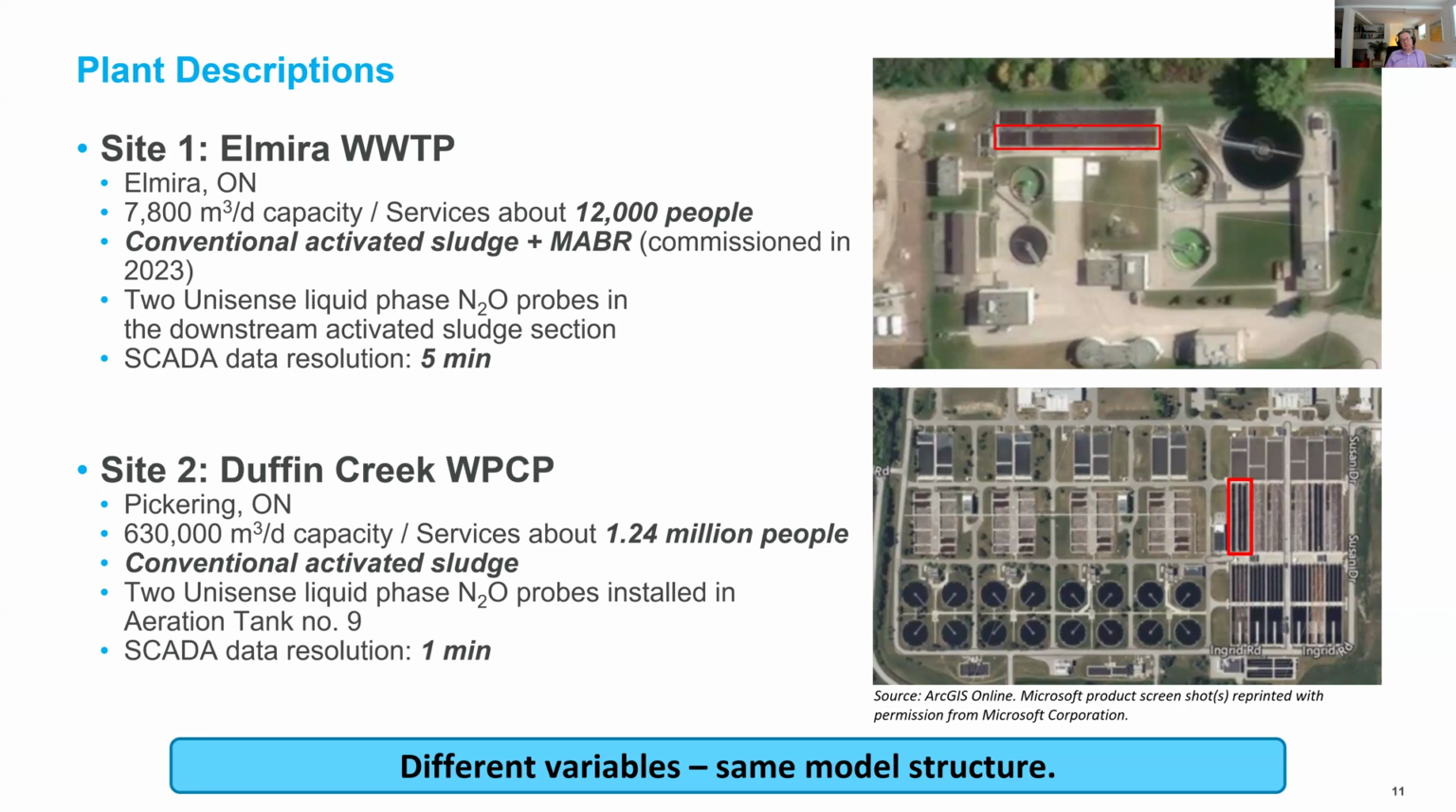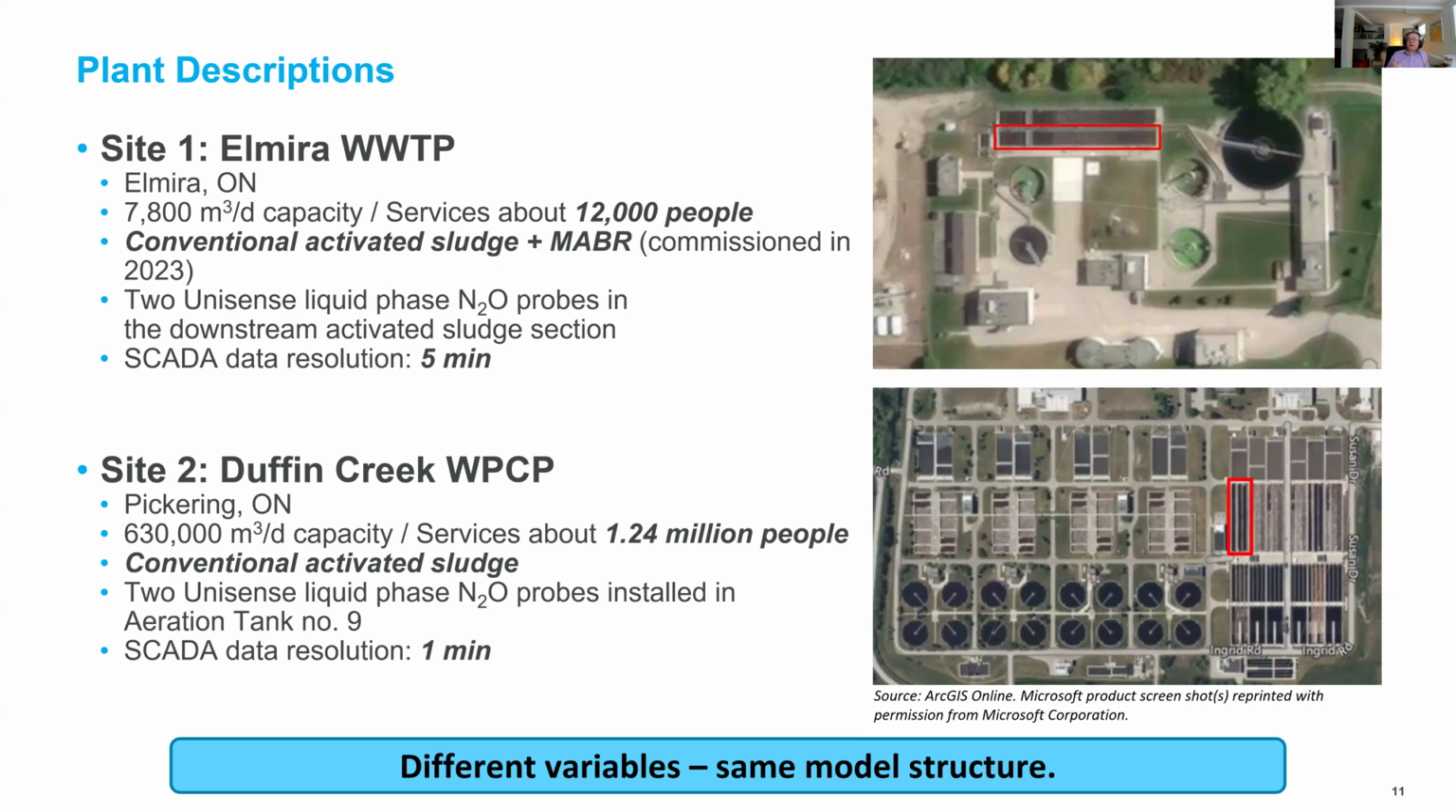The second plant, Duffin Creek, that's a big plant, right? So that is about 1.3 million people it serves. So that is one of the big plants in Ontario. It's not a conventional activated sludge plant, and we focused on what is called stage 3, so 6 parallel tanks, and we measured in one of them, right?